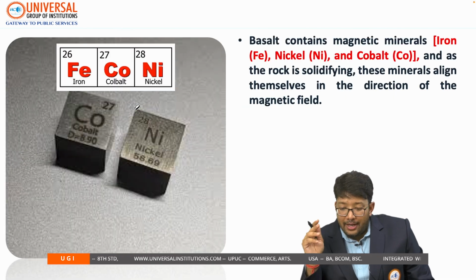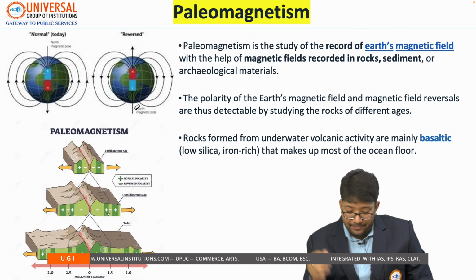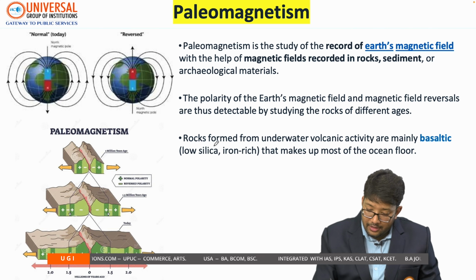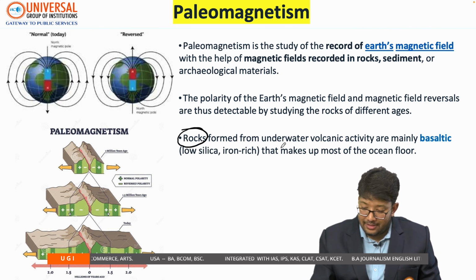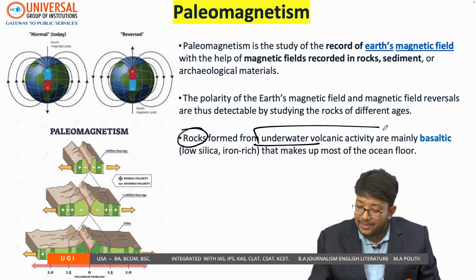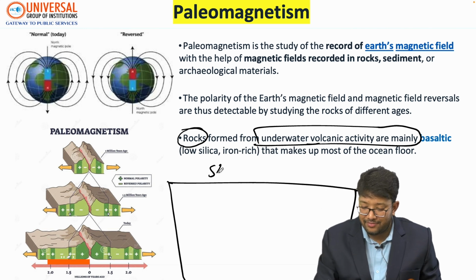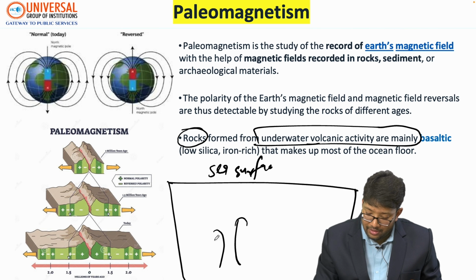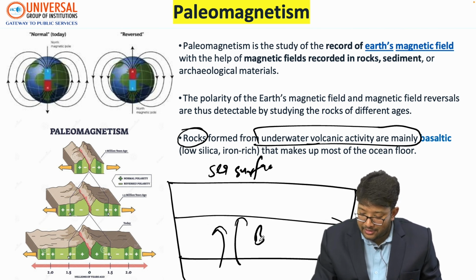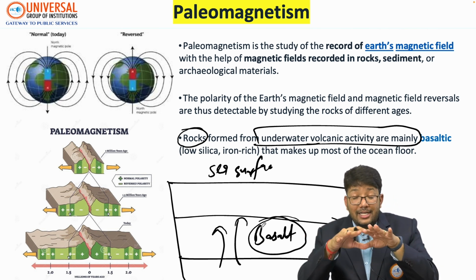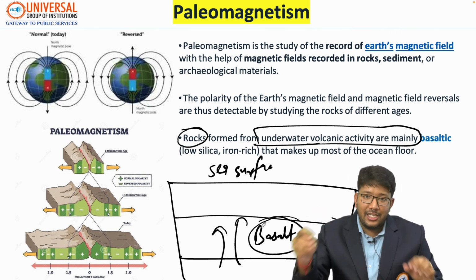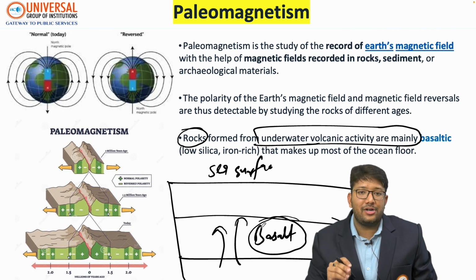Okay, so basalt means basalt are the rocks formed from underwater volcanic activity. Suppose that this is our sea surface, and volcanoes are coming out. So the rocks that make up the sea floor are called basaltic rocks.